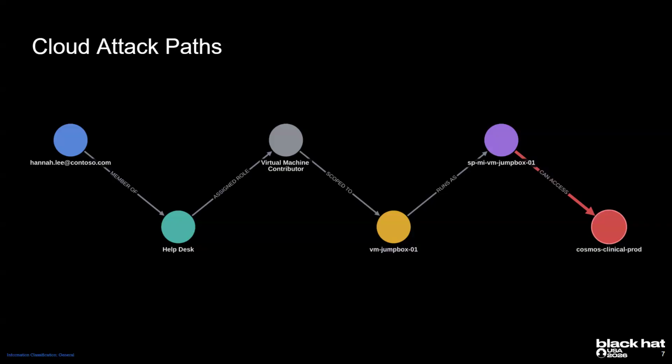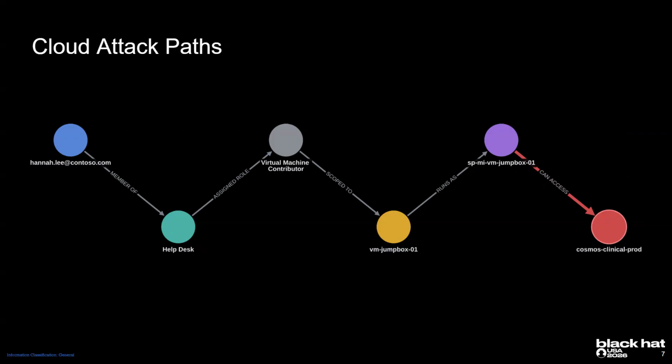This is totally normal, right? This is just how organizations deploy their cloud environments. But that VM Contributor role actually allows a user to run code on the VM. So that's when this attack path arises.